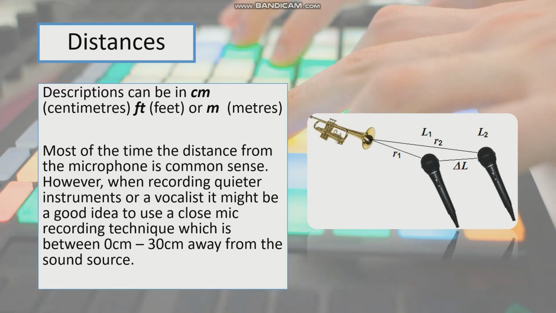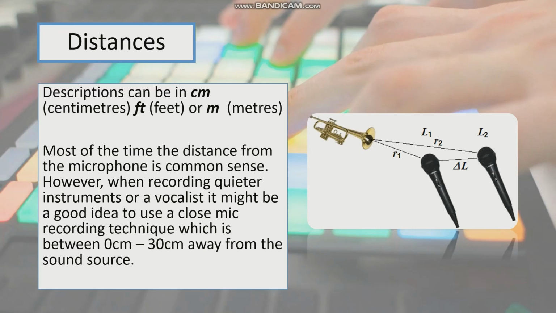However, when recording a quieter instrument or a vocalist, it might be a good idea to use this thing called a close miking technique, which is between 0 centimetres to 30 centimetres away from the sound source. So you could say you want to record a vocalist using a close miking technique, and that would be an acceptable answer, because that's you saying that you know it's going to be between 0 and 30 centimetres away.